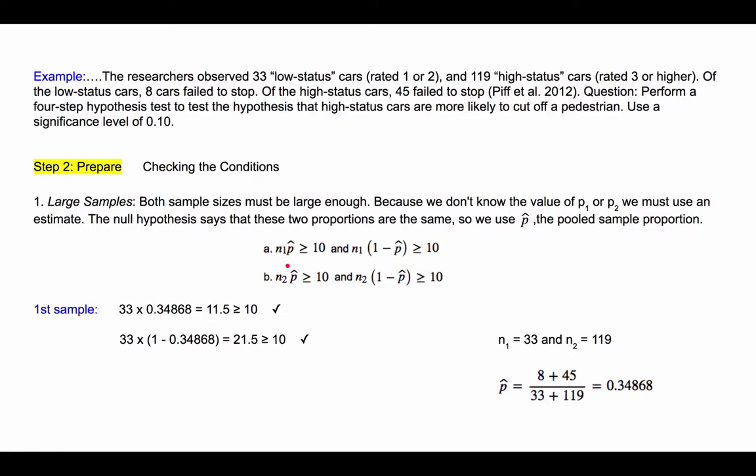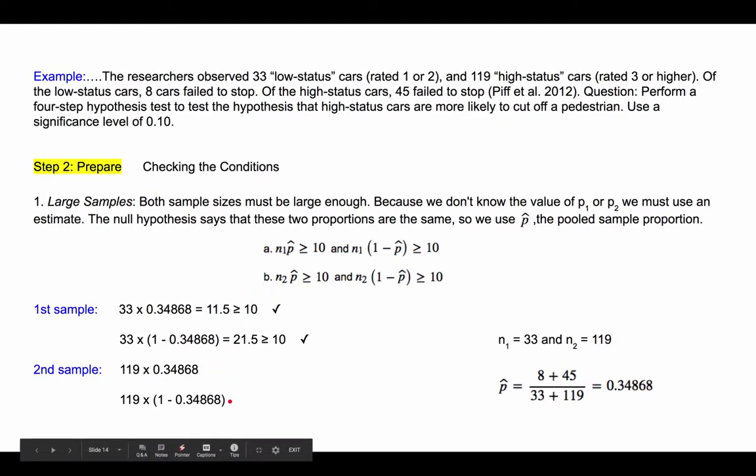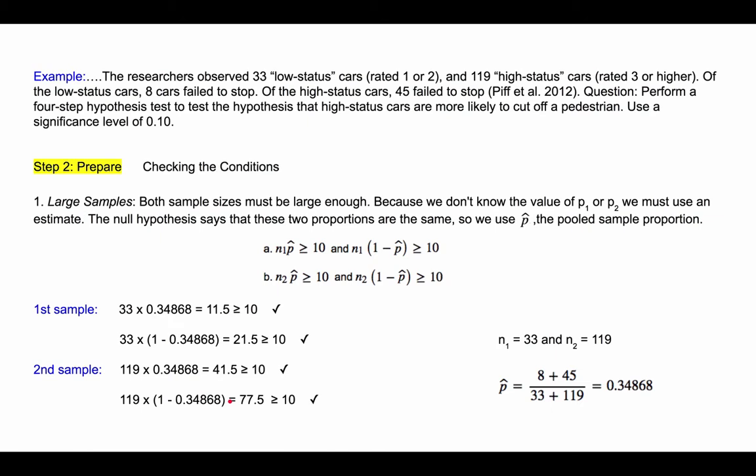We're going to do the same thing for sample 2, so we're going to calculate these two equations in part B. We do N2 times P hat, and then N2 times 1 minus P hat. So those are right here. And if we actually type that into the calculator, we get both of those numbers are in fact bigger than 10, so we're good for condition 1. Quite a bit of computational stuff to check this first condition. Okay, condition satisfied, and we can move on to condition 2.